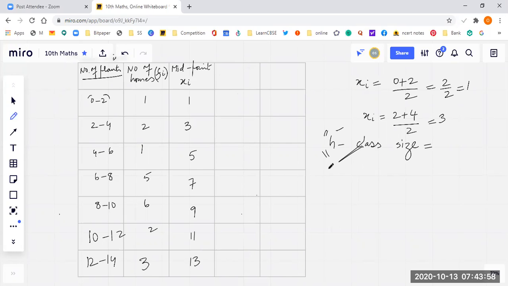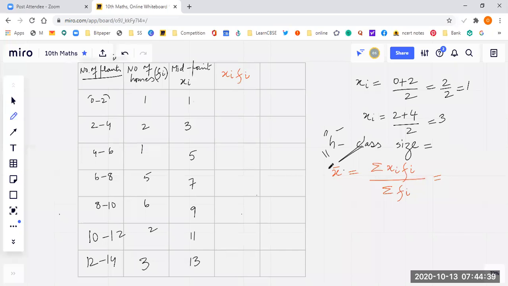Now, students, what is our next step? Can I ask Deep? We have Xi, we also have Fi, so what is the formula to calculate the arithmetic mean or average? Yes, Deep: summation Xi Fi divided by summation Fi. Good. So now we will calculate this. Here we will write Xi Fi.